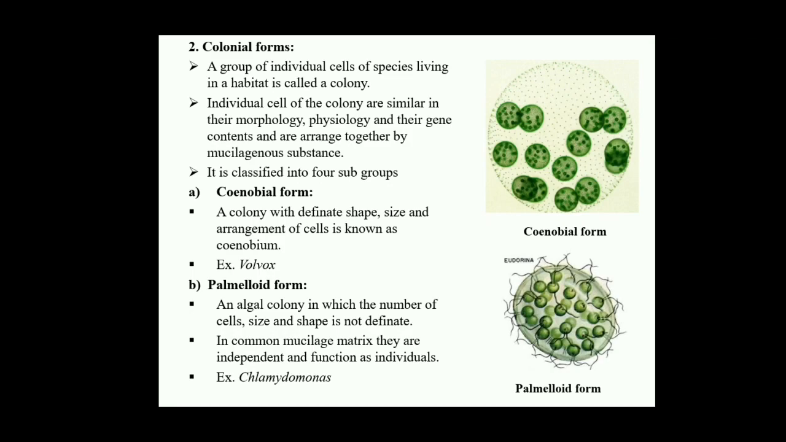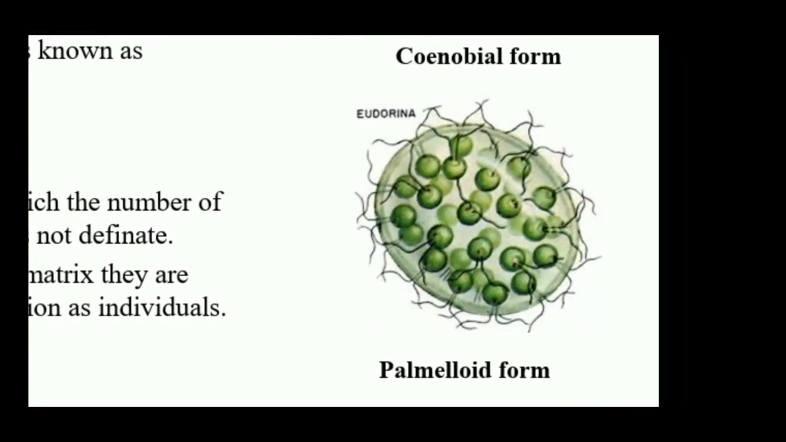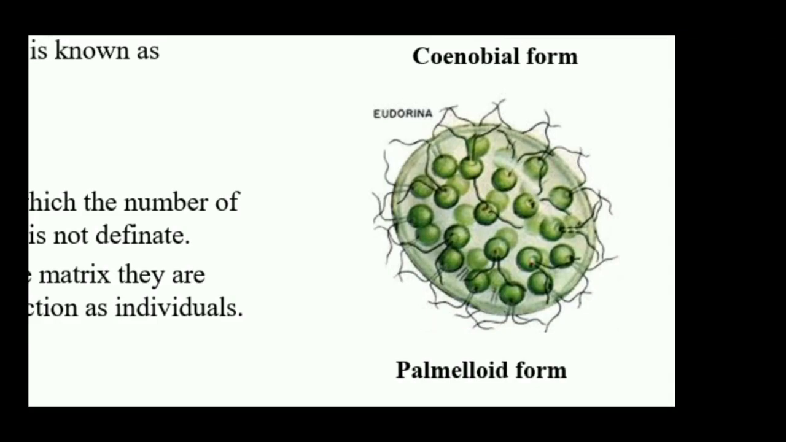Palmelloid form is an algal colony in which the number, size and shape of cells is not definite. That means there are different shapes and different sizes of single cells. There is no definite shape and size. But they are living in a common mucilaginous matrix, and they function individually. They are living together but functioning individually. An example of this is Chlamydomonas. As you can observe, they are flagellate.